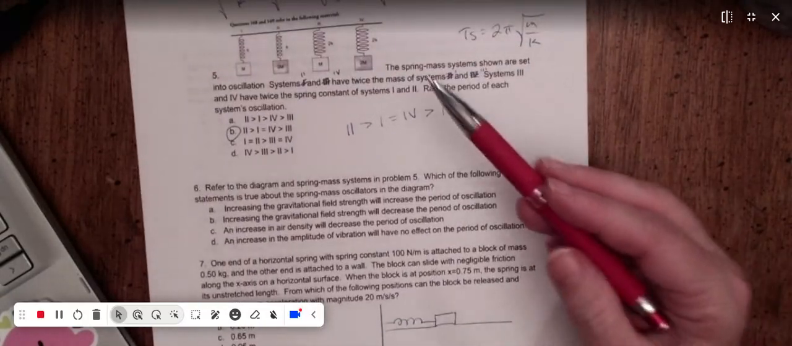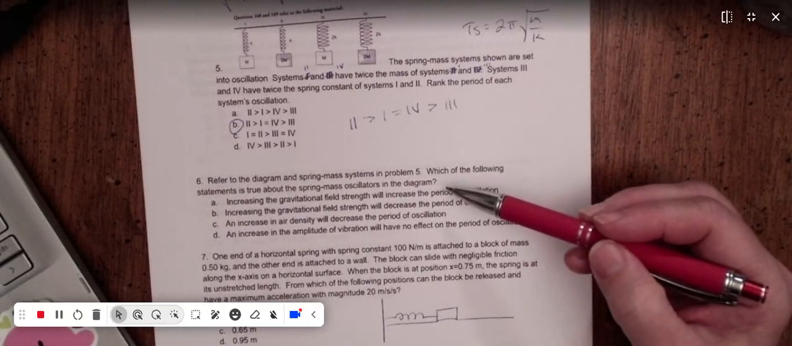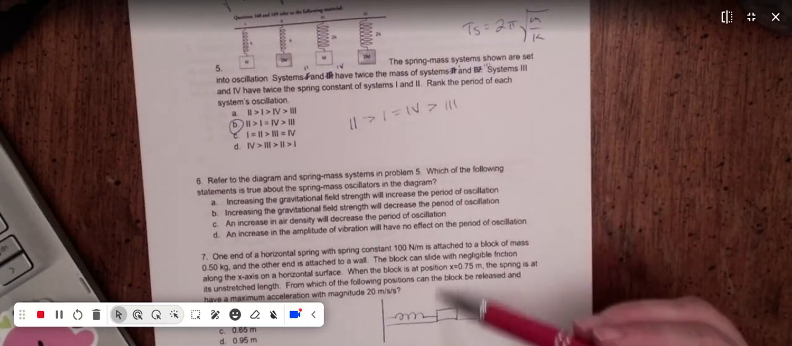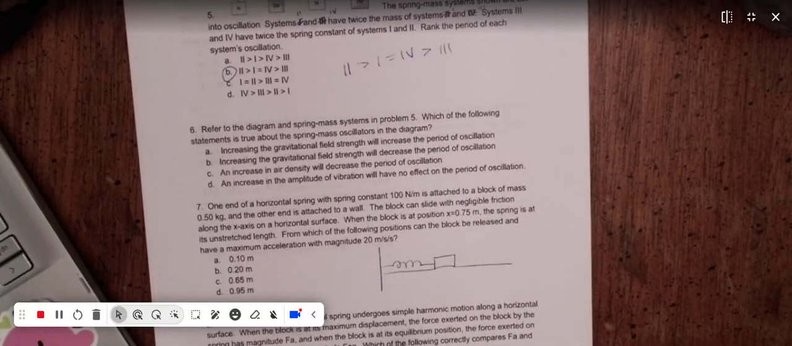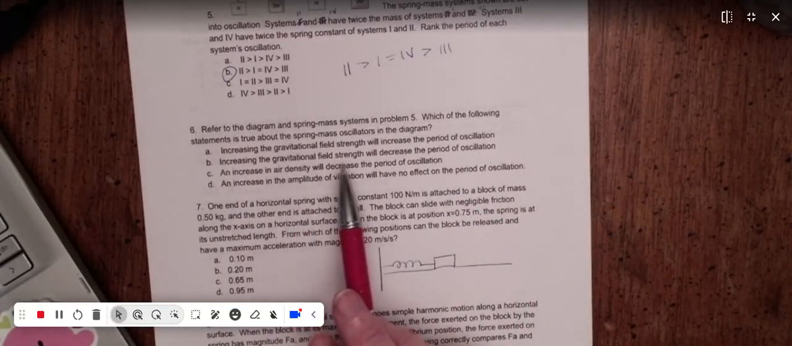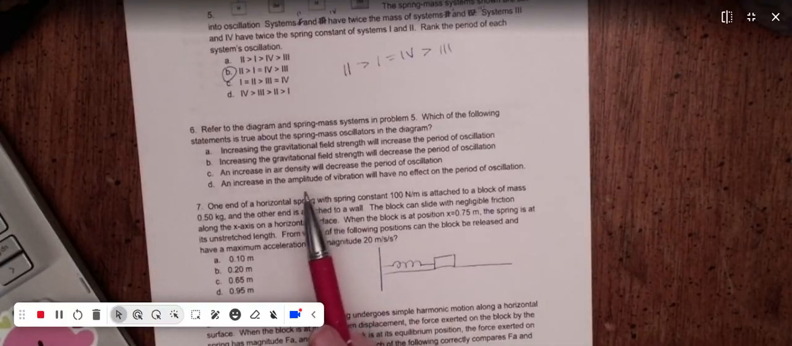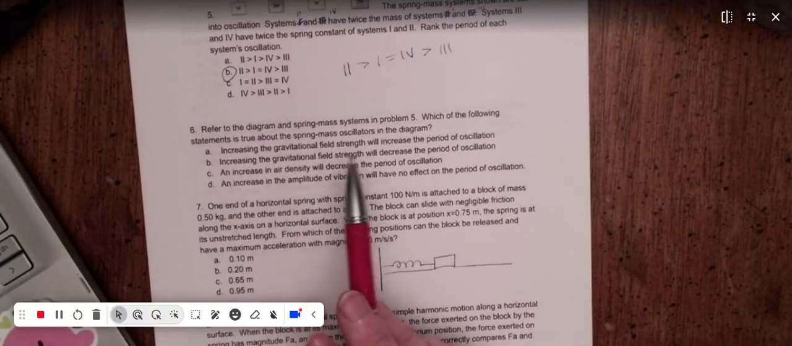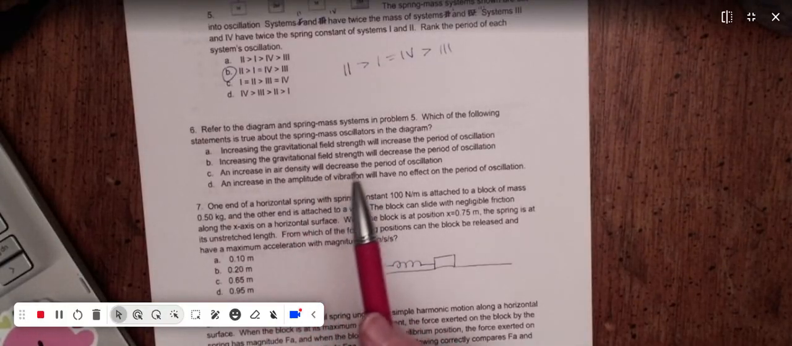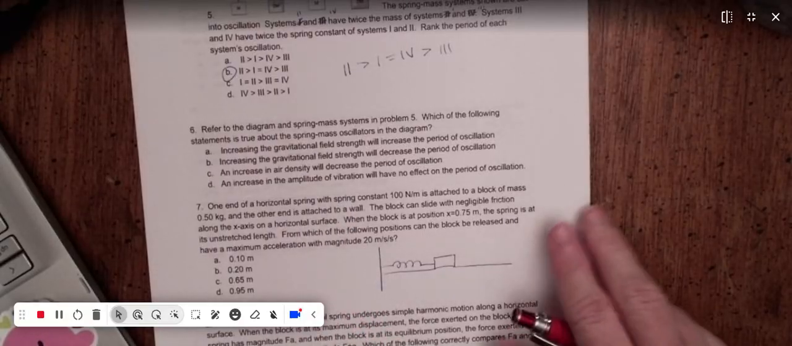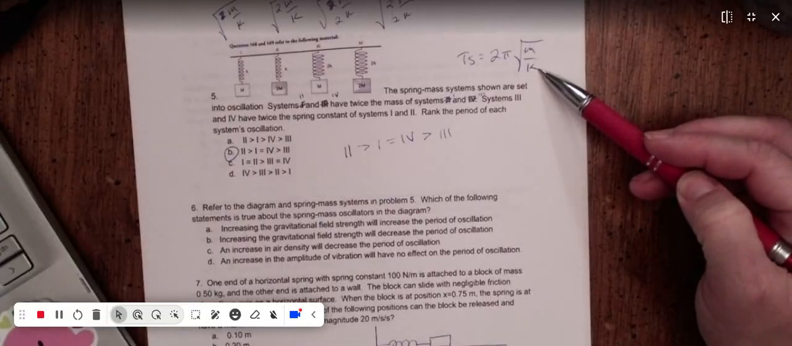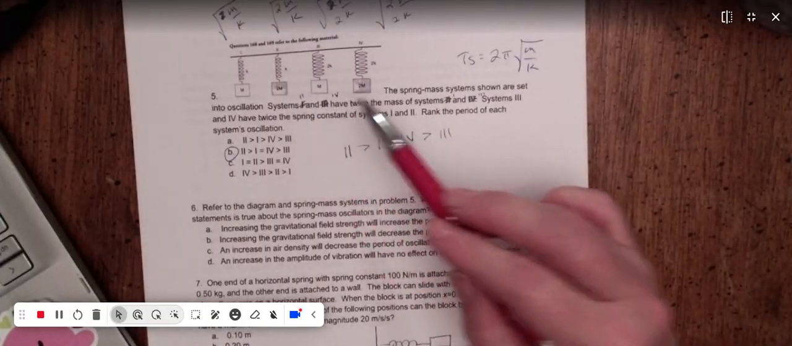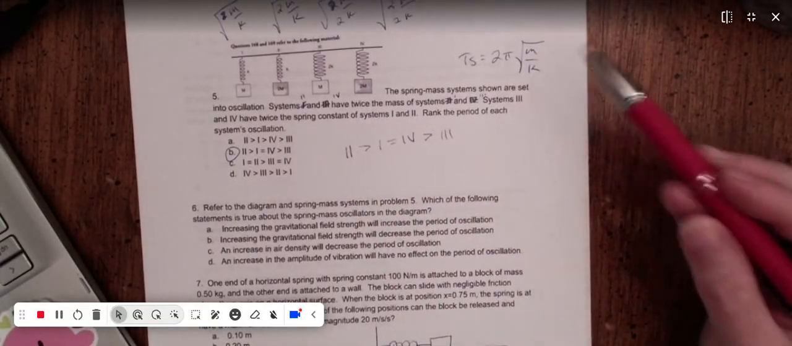Okay, so then same problem. Which statement is true about these oscillators? We've got some different statements here. And again, I would discount anything that includes something that's not relevant. So increasing gravitational field strength is not going to change the period of these masses on springs because that is not part of this equation. Even though these are hanging, that doesn't have anything to do with the period.